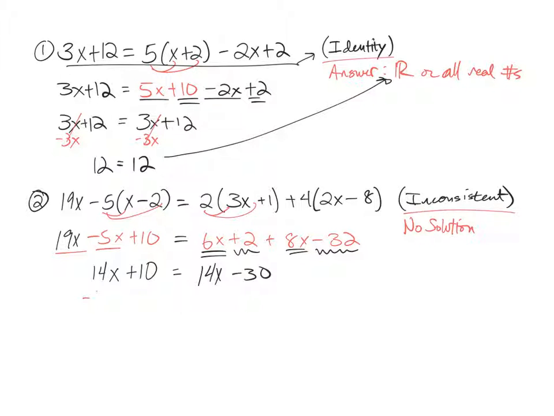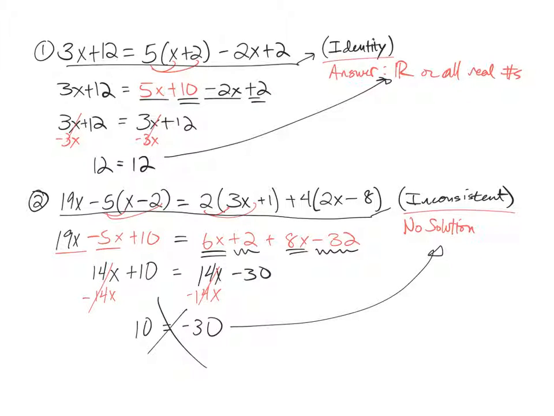Last step here, I want to move all of the variables to one side or the other. It looks like they all cancel out, and I will be left with 10 equals negative 30. This is not true. That's why our answer is no solution, and this type of equation is inconsistent.